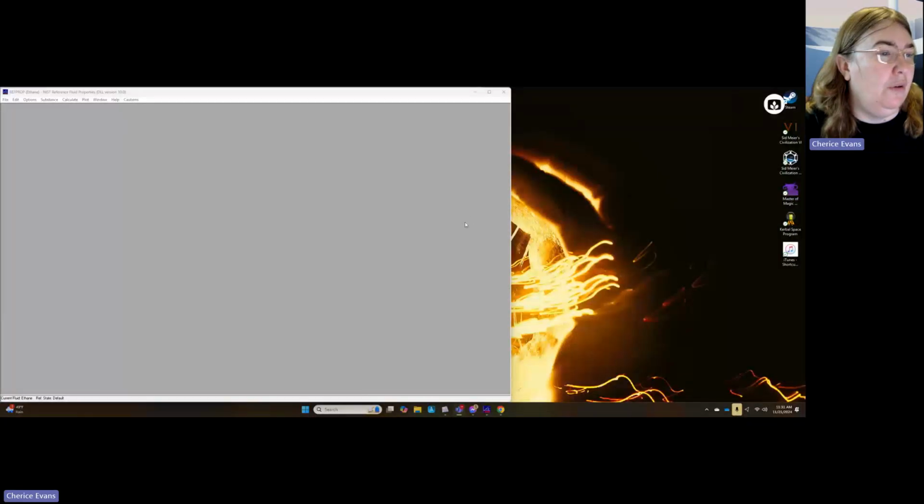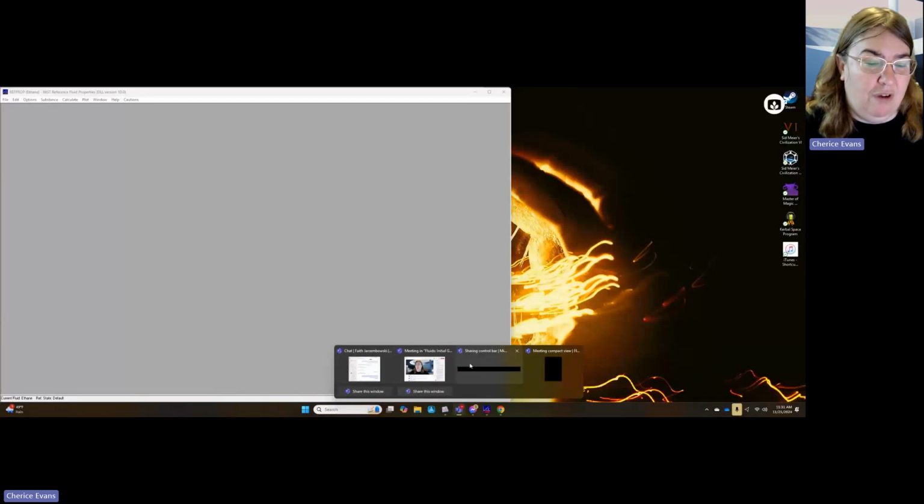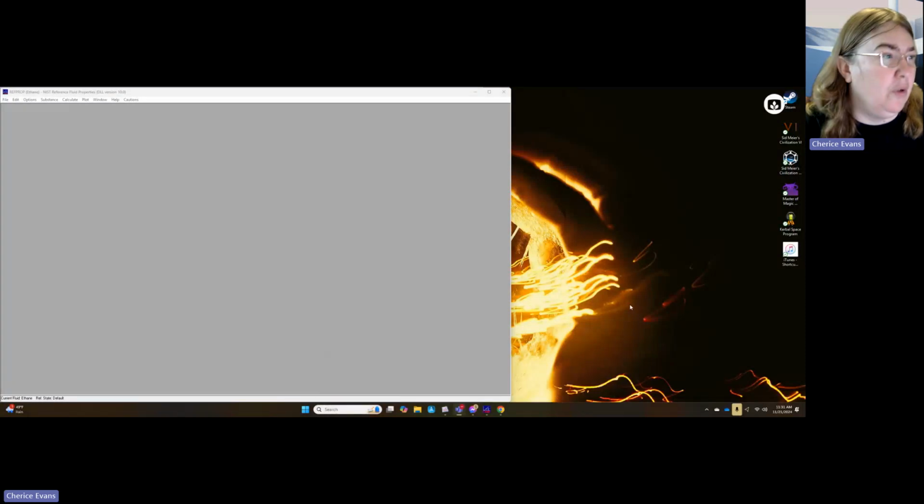I have Igor loaded underneath, and I've got Refprop up because Refprop is where we're going to start. Now, Refprop is something that you have to get access to through our department, so through me. And you would be given this file as part of thermodynamics, as part of the course. It's a requirement that you have to have a Windows-based machine for this.